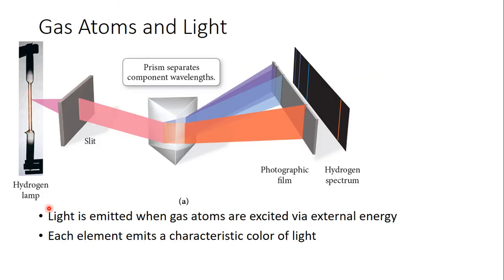So here's the basic experiment where we have hydrogen and we shoot it with electricity, and the light that comes out, we pass it through a slit so we make sure only the light from hydrogen is going into our prism. And this prism will split the light into its different colors, and if we have some kind of film, we can see what colors are being emitted, and we see that there's only 4 colors here being emitted.